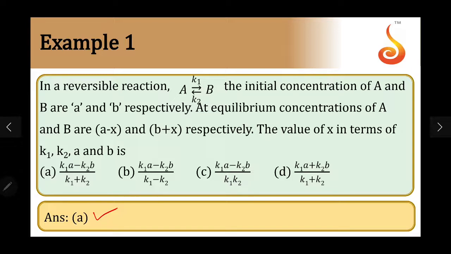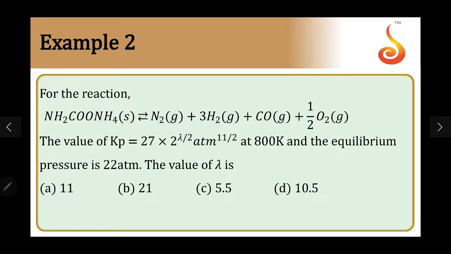We'll go to second example. Example 2. In a reaction, ammonium carbamate is giving N2 plus H2 plus CO and half O2. Four products are being formed. The value of Kp is given as 27 into 2 to the power lambda by 2 at 800 Kelvin, and equilibrium pressure is given as 22 atmosphere. So what is the value of lambda? We have to find out. Okay, so we'll go to solution.